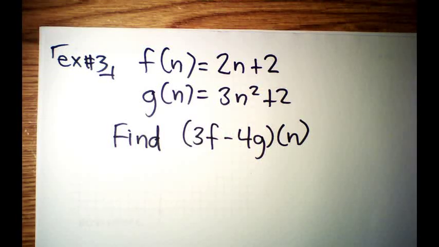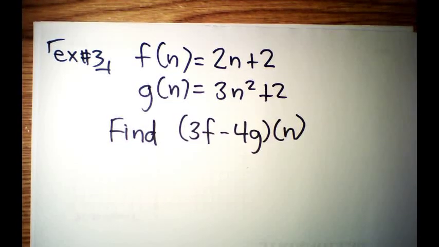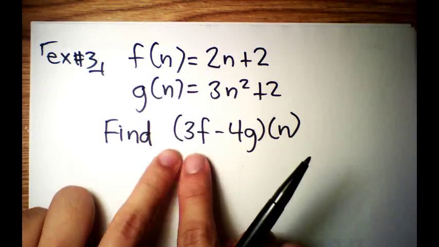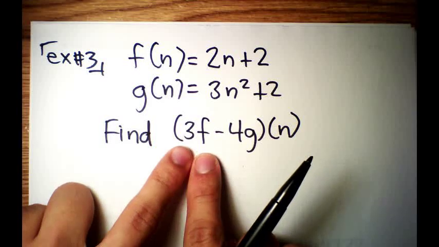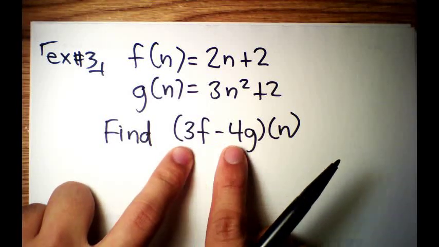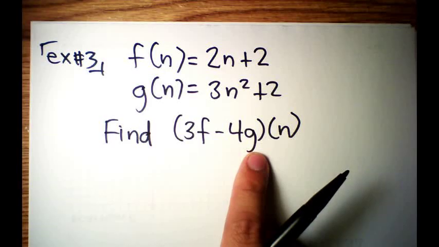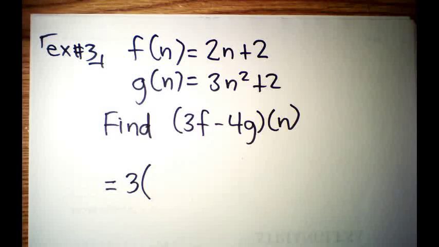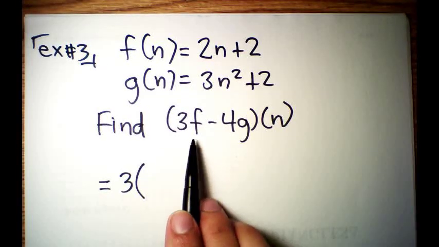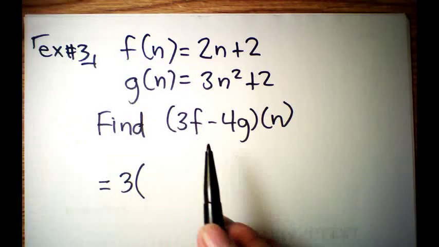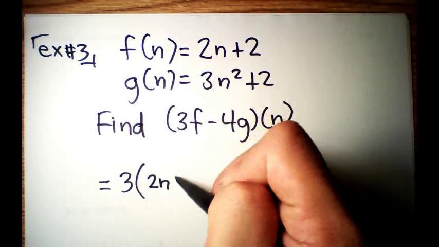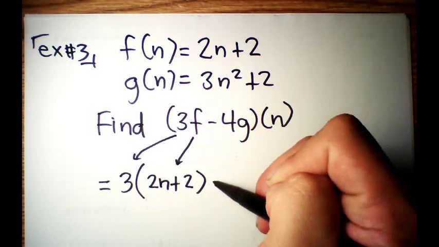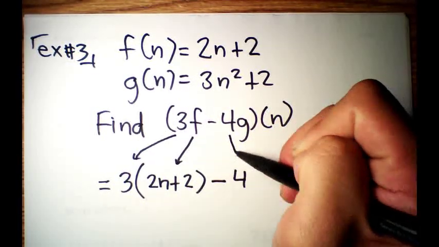Okay, it's not going to be too strict of a multiplication. I know I said we're going to do some multiplication, but this is what I mean. What this means is we're going to multiply 3 times the equation of f minus 4 times the equation of g. Okay, so let's start off with the 3 first. Parentheses, what was your f equation? Your f equation was 2n plus 2. We're going to put that in right over here. So here's 3, here's the f, and then minus 4 right over here.